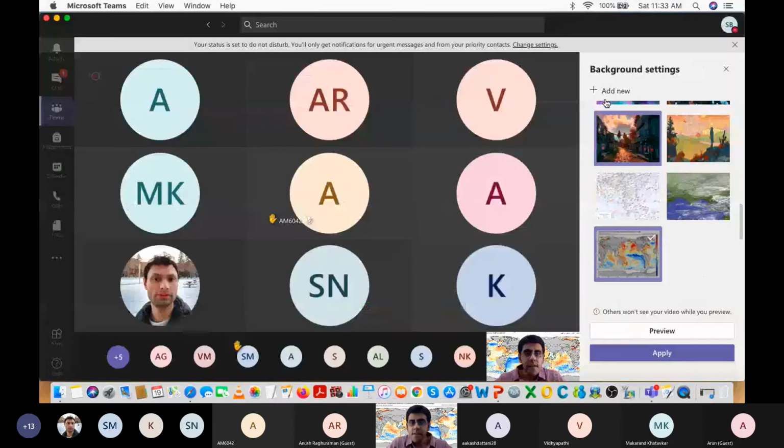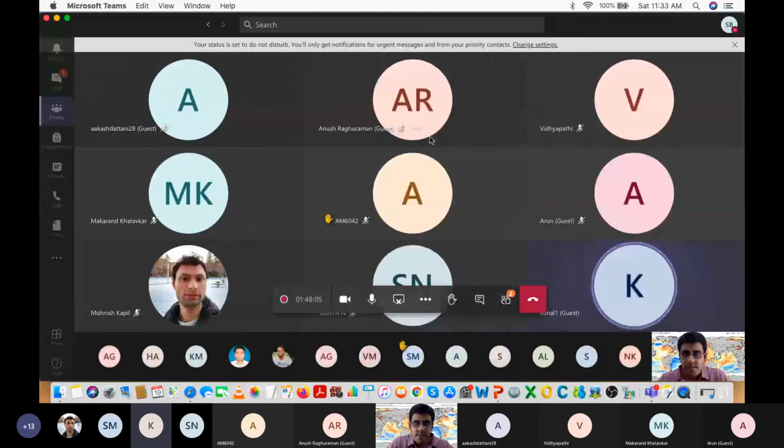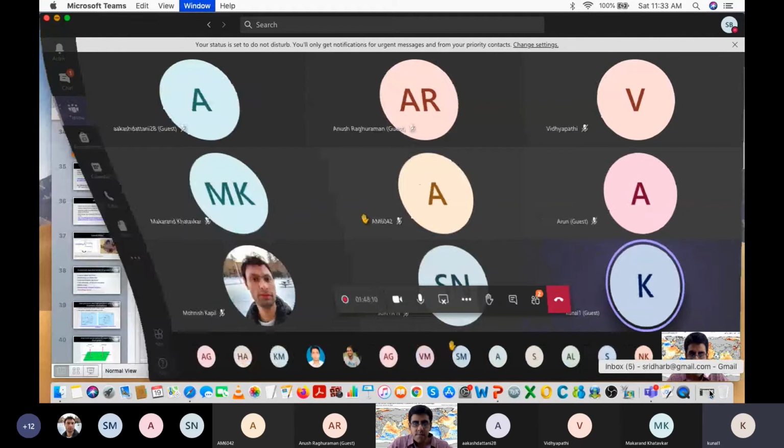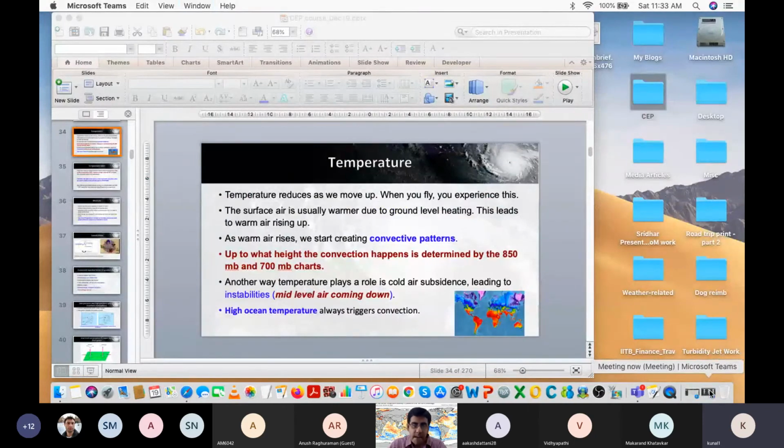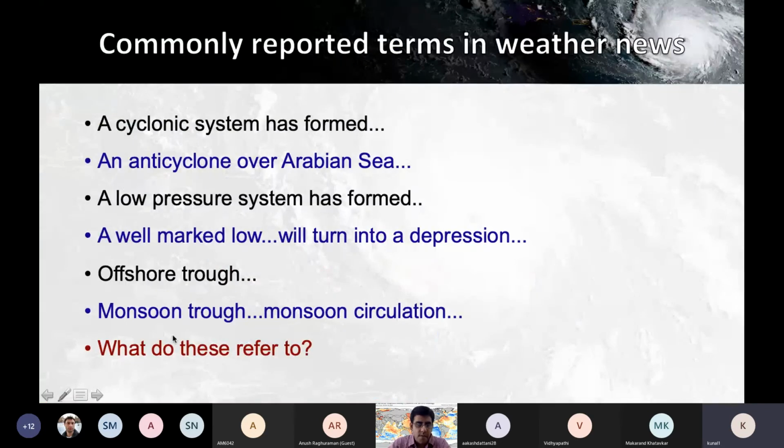Hello? Yes, hello? I have a small doubt. You said that the temperature of the Arabian Sea has been rising over the past few years. Is that because of climate change and global warming? Mostly yes, mostly because of that.